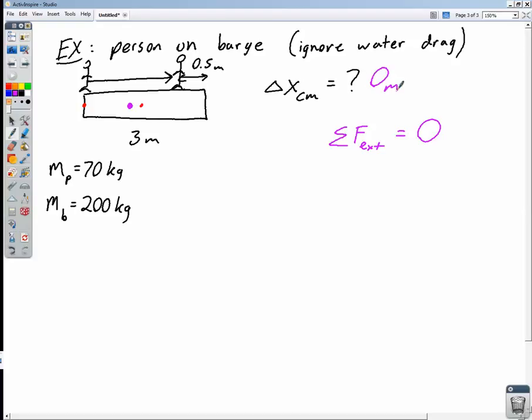However, the person does move, and the barge itself does move. So the next question we ask is, how far does the barge move?